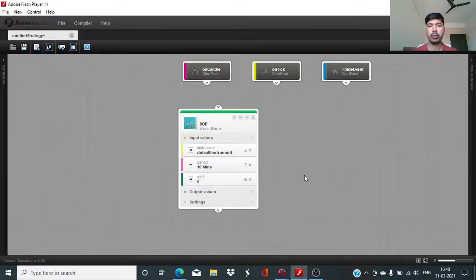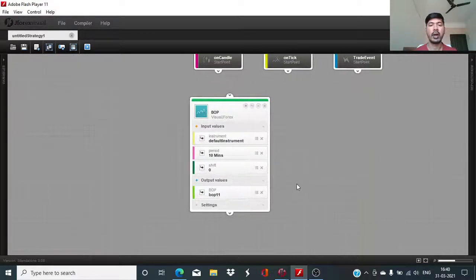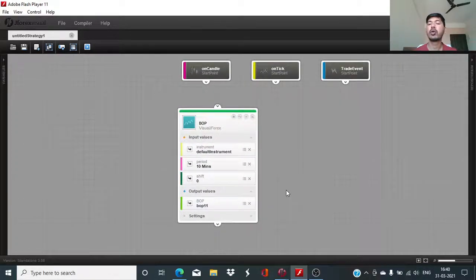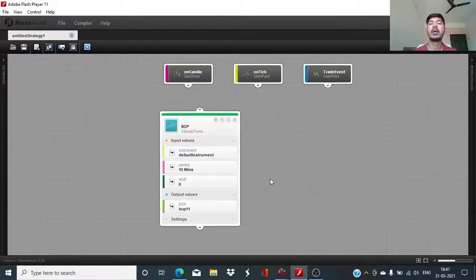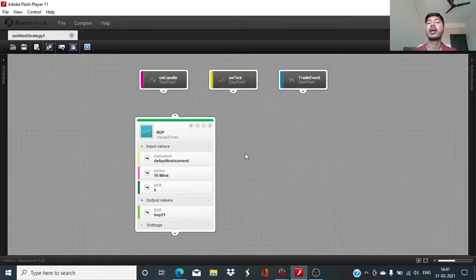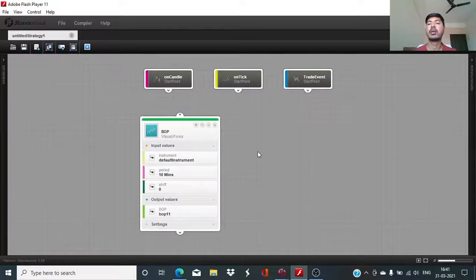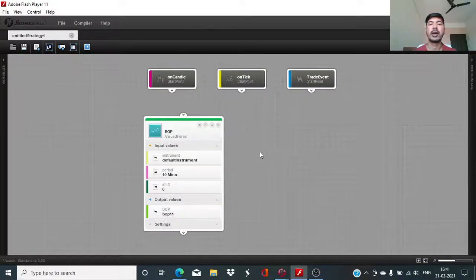We have to look at its output value, and when it is above 0, that means the balance of power is on the side of the bulls, and if the value is negative, that means the balance of power is tilted in favor of the bears. So that's how we look at the output value generated by this indicator, and it helps us in determining whether to go for the long trade or the short trade depending on the trend for the underlying instrument.